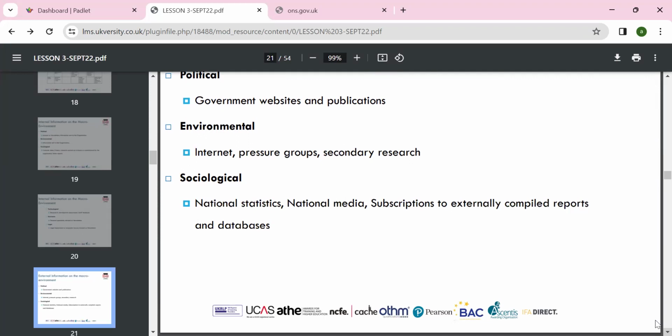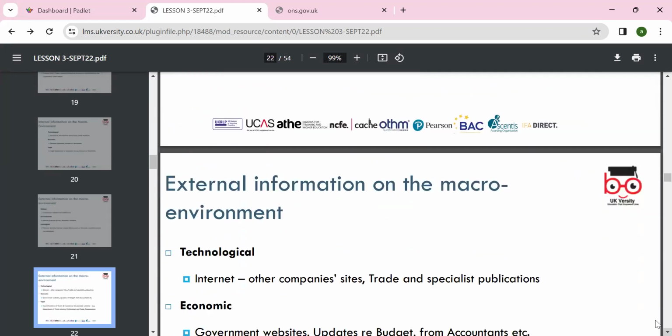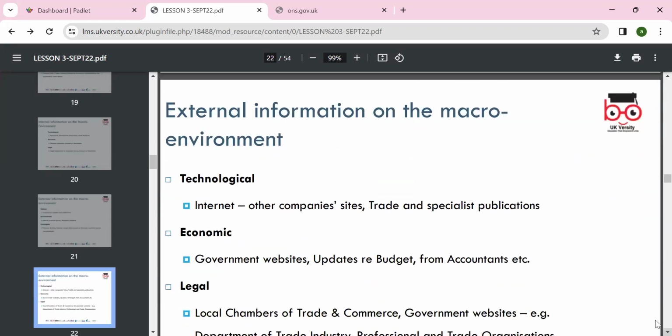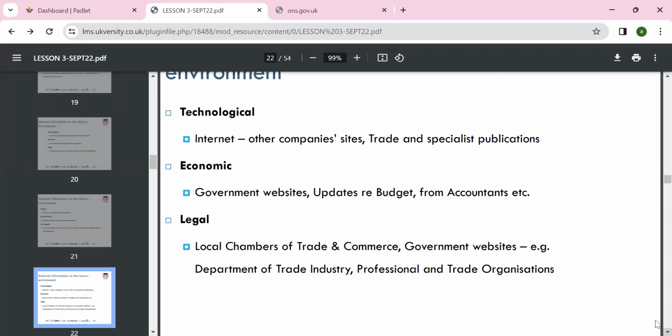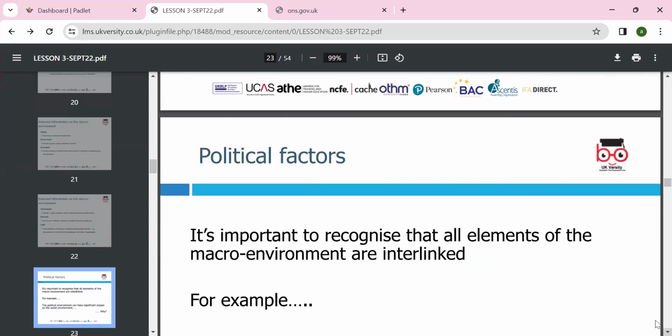On the internet there are pressure groups and secondary sources. Sociological information we can find in national statistics and national media subscriptions. Then we have external information on the microenvironment: technology, economics, trade specialists, and government websites. For the legal side we can look at the chambers and gov.uk, where you can find a lot of the new legislation that is happening.